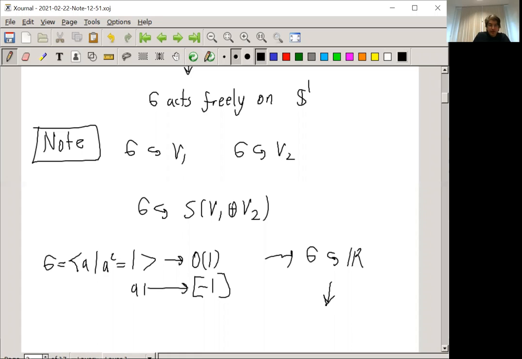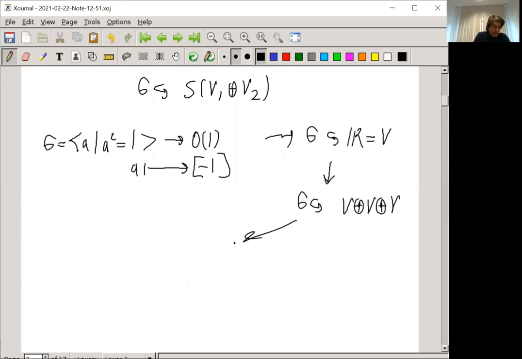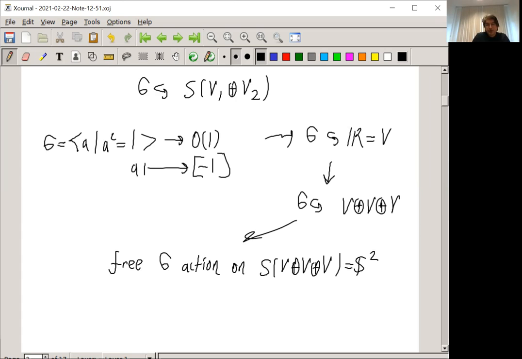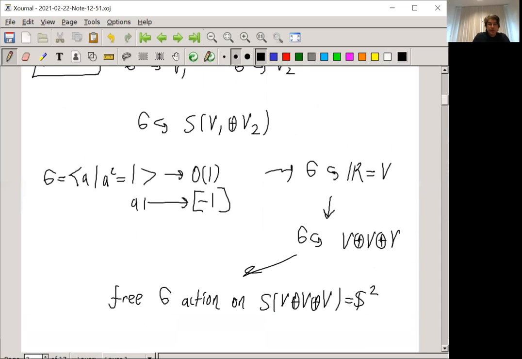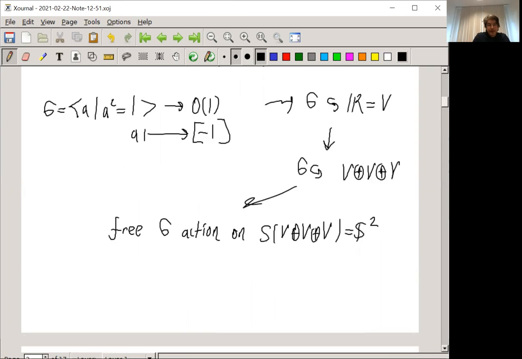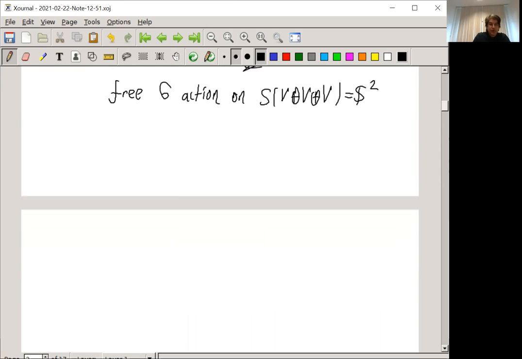Now you can add this to itself. So a G action on V plus V plus V, you can add it to itself 3 times and get a free G action on the unit sphere inside this sum. So it will be just S^2. So it will be the antipodal action on S^2. It will be free. Okay, now, of course, when you change the field, you get more and more complicated actions.